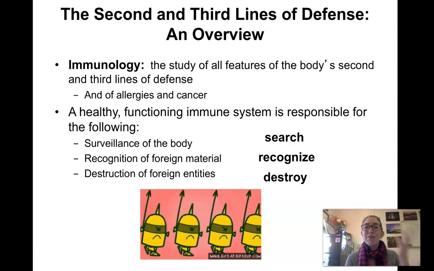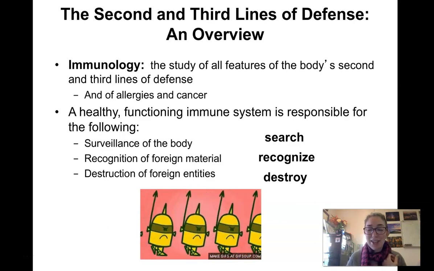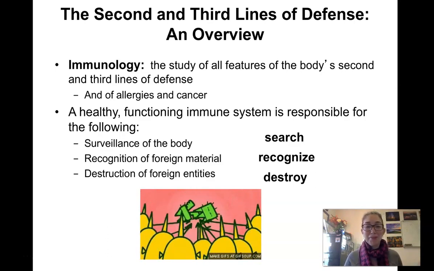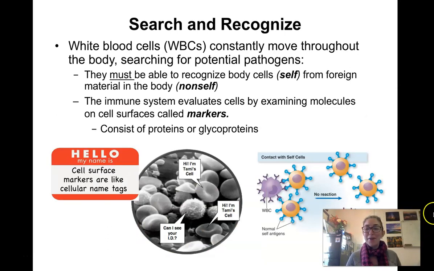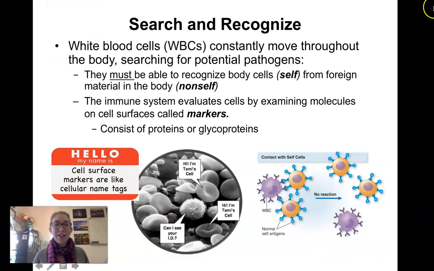So you can kind of describe the whole process of immunology as search, recognize, and destroy. But of course, there are very specific ways the immune system does that, which we will learn about. So first, searching and recognizing. How does the immune system know what is foreign?